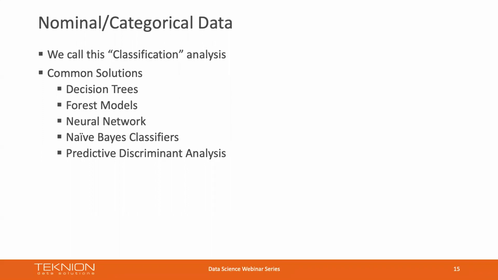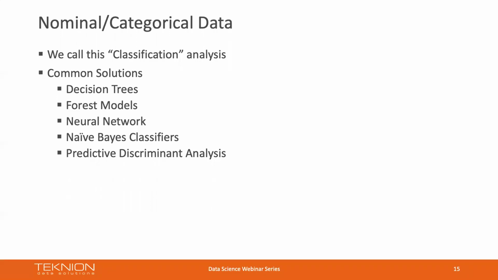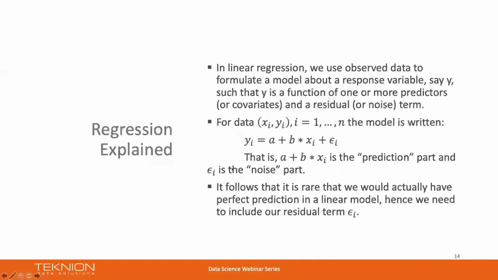Okay, so those are the common solutions, and we can show a little bit about how they work. But what we're looking at is most classification algorithms give a probability at the end of belonging to a certain category based on a series of weights applied to the features, meaning the features are the predictor variables, right? Or another way to think about it is the features is everything in this spot, all of that stuff in there.